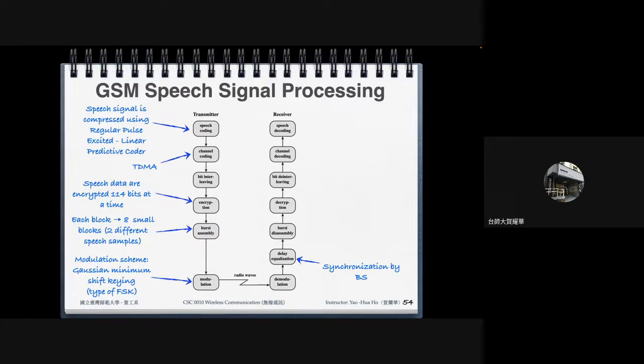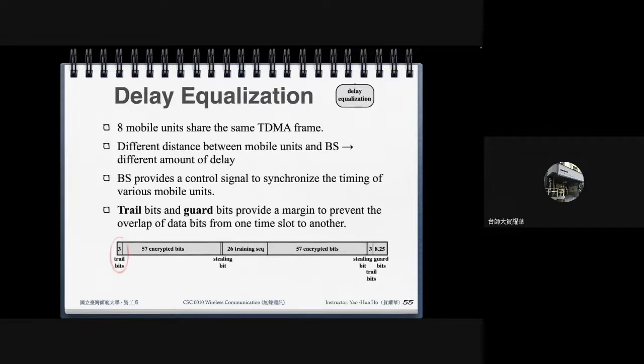Now, the delay equalization is this. The delay equalization is needed because we have mobile units sharing the same TDM frame. So we have one big frame, then we have time slots, right?